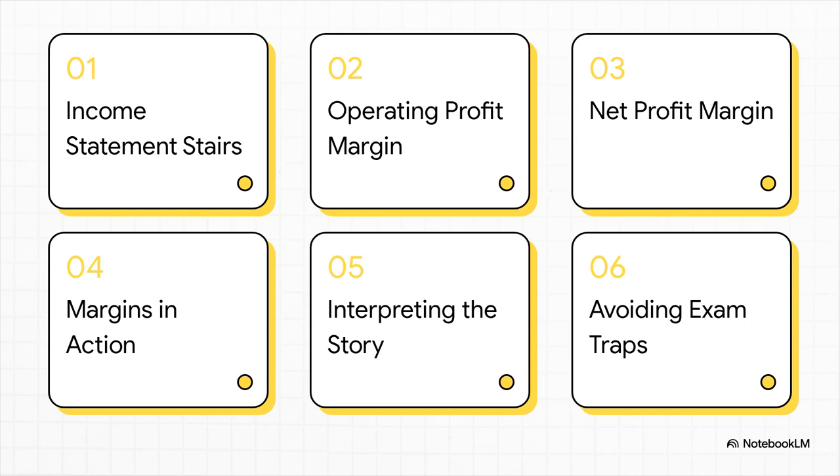Here is our 6-step roadmap for today. We'll start with the income statement staircase, then hit operating profit margin, followed by net profit margin. After that, we'll look at margins in action, interpreting the margin story, and finally avoiding common exam traps.